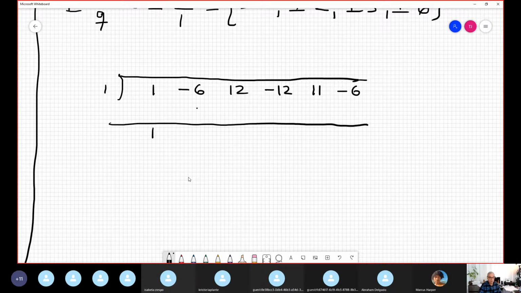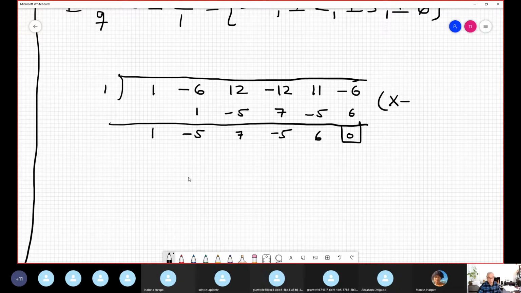Multiplication. Subtraction. Multiplication again. Subtraction. Multiplication again. Subtraction. Multiplication again. Subtraction. Multiplication again. Subtraction. Discover that x minus 1, because remember the factor is opposite sign, this is a factor.